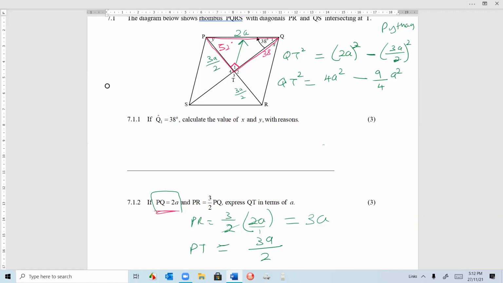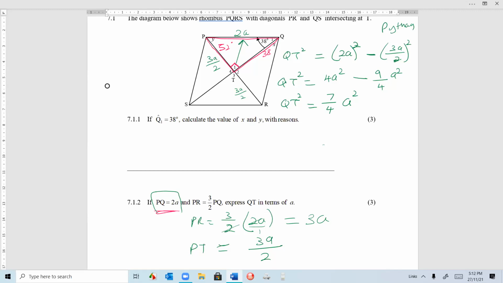Now, to work out what is 4 minus 9 over 4, you can actually use your calculator. It didn't tell you not to use a calculator. So what is 4 minus 9 over 4? 16 minus 9. What is 16 minus 9? 7. Well, we're getting 7 over 4. Yes or no?